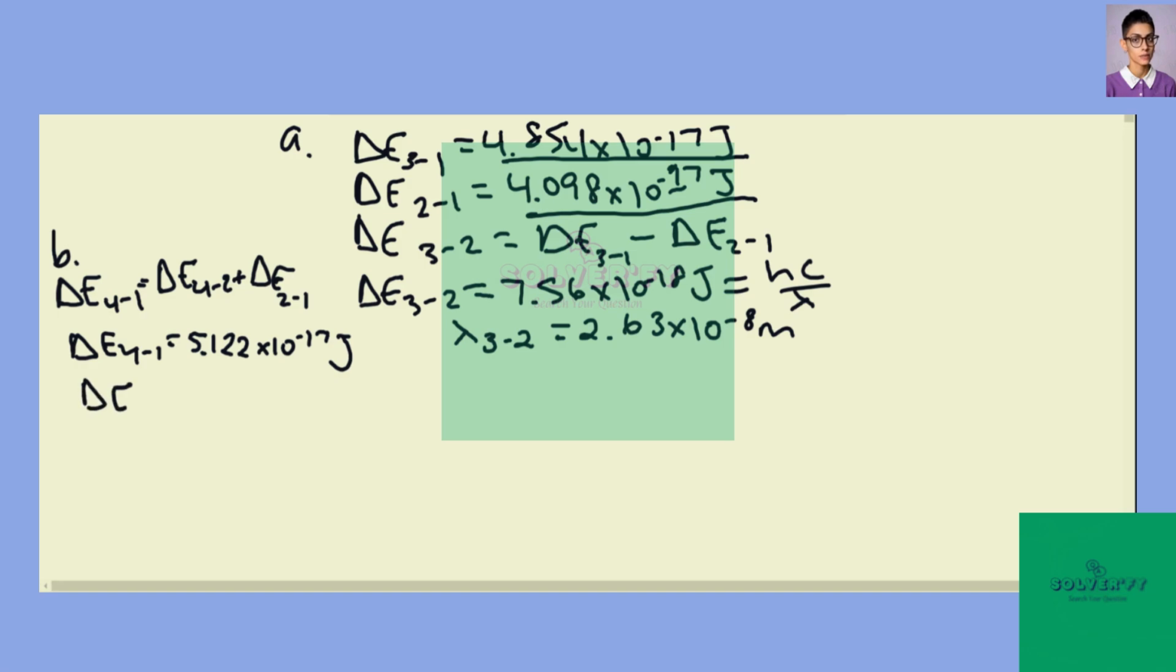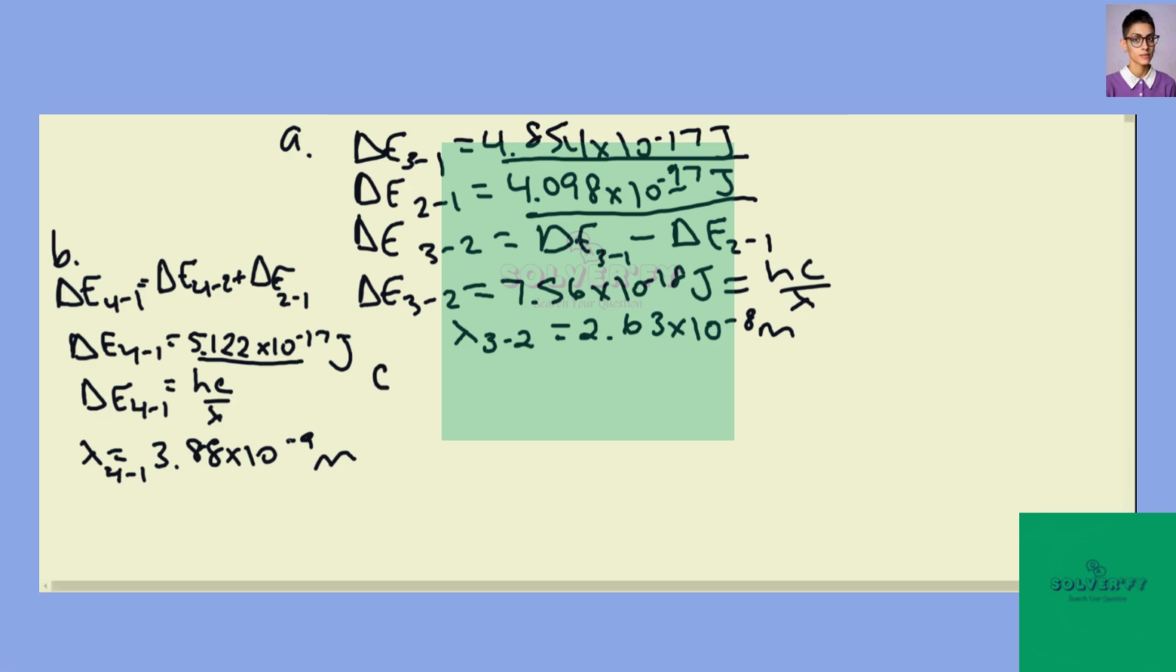And again, we know the change in energy from 4 to 1 equals hc over lambda. So lambda, 4 to 1, is going to be Planck's constant times the speed of light in a vacuum divided by what we just found here, 5.122 times 10 to the minus 17. So we end up getting lambda to be 3.88 times 10 to the minus 9 meters. So that's our wavelength from 4 to 1 for part B.